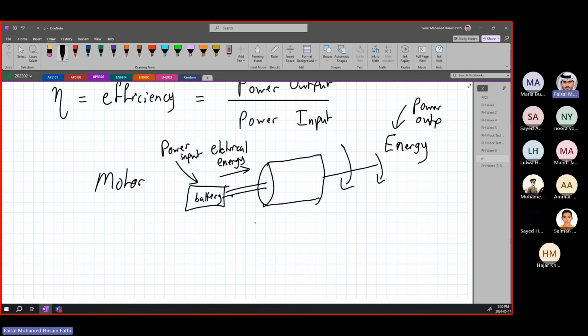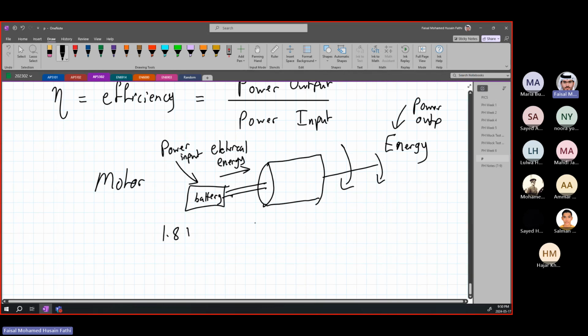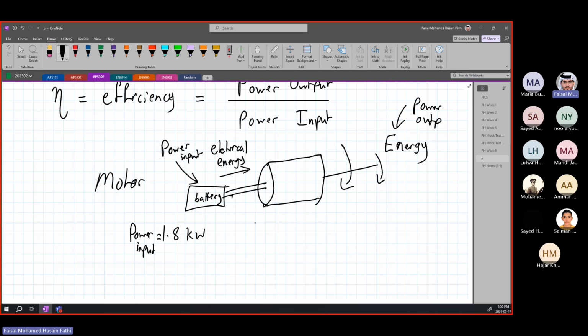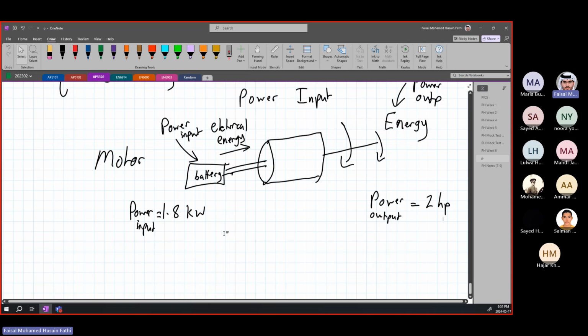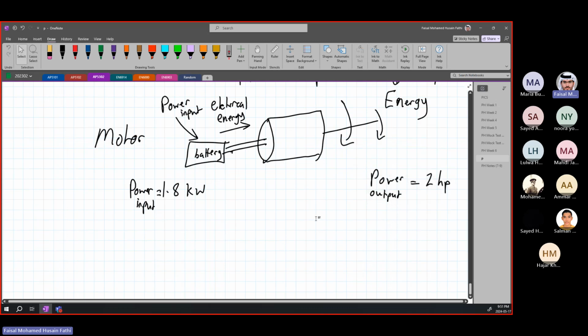So let's say this input. Usually for electrical energy, we're talking about watts. So let's say this is 1.8 kilowatts. Okay, so this is your power input. And when we're talking about motors, we are talking in horsepower. So let's say power output is 2 horsepower. All right. So now we have our output of 2 horsepower with an input of 1.8 kilowatts.